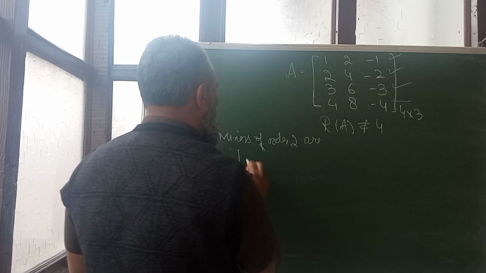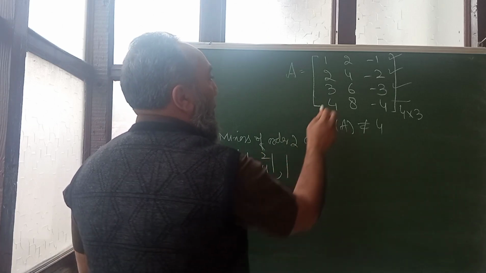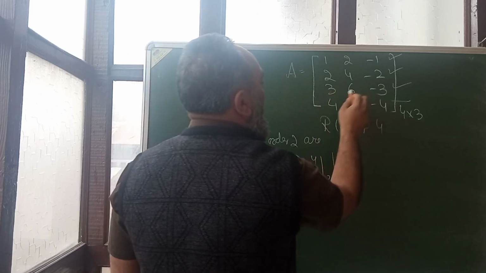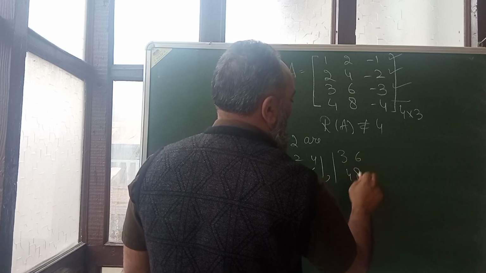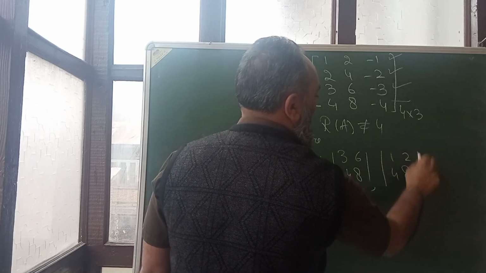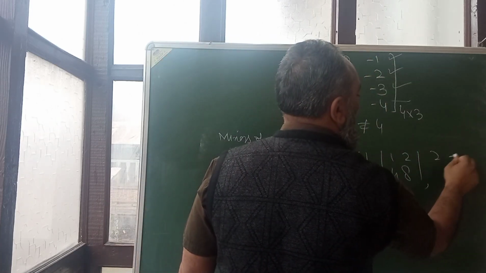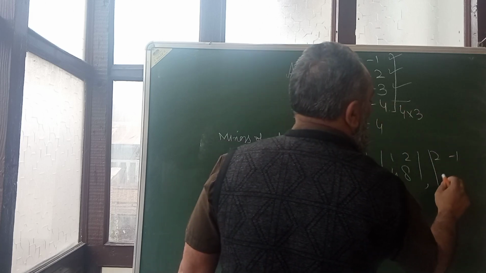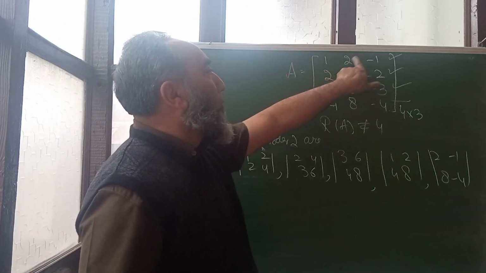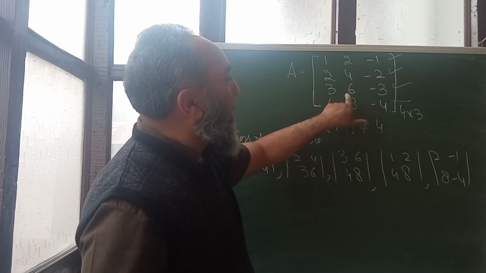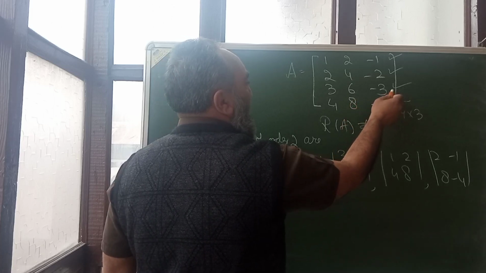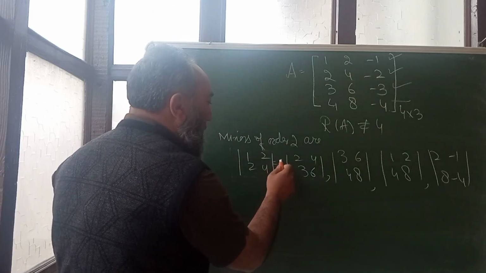1, 2, 2, 4. 2, 4, 3, 6. 3, 6, 4, 8. And so on. 1, 2, 4, 8. Anything. 2, minus 1; 4, 8, minus 4. You have to take it respectively, corresponding. 2, minus 1; you can take 4, minus 2; 6, minus 3; 8, minus 4 along with. And there are so many minors. Now you see, every minor of order 2 is 0.